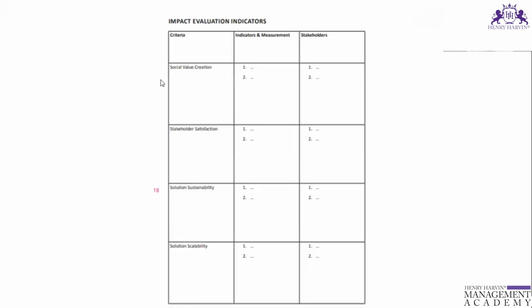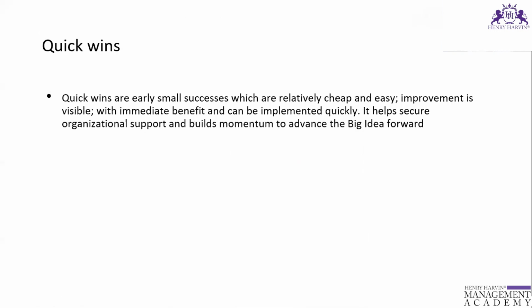It is not a hard and fast rule, but when it comes to the final decision making by the management, they may go for these four criteria: whether it will create any kind of social value, whether multiple stakeholders are getting satisfied, whether the solution can sustain over a period of time, and whether the solution can be scalable to different places or different geographies. This is a very simple technique.